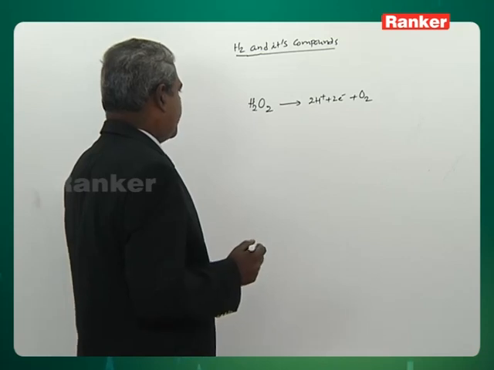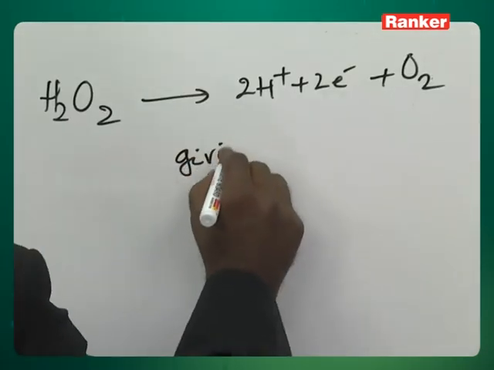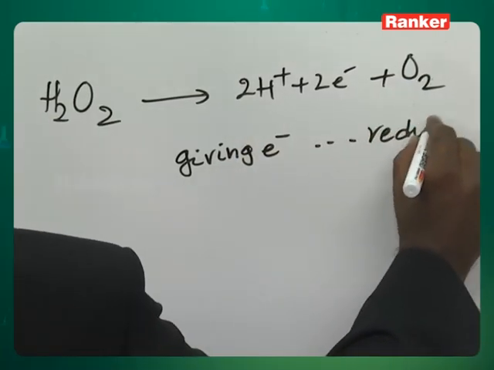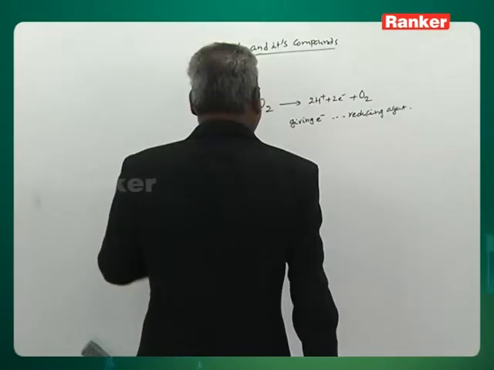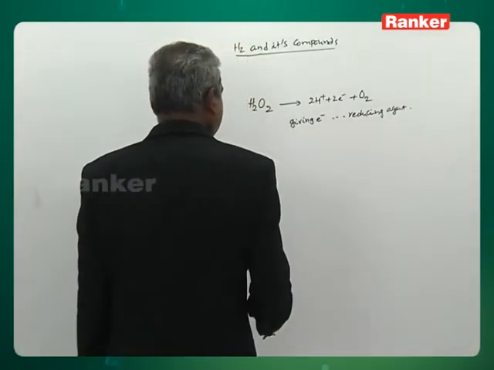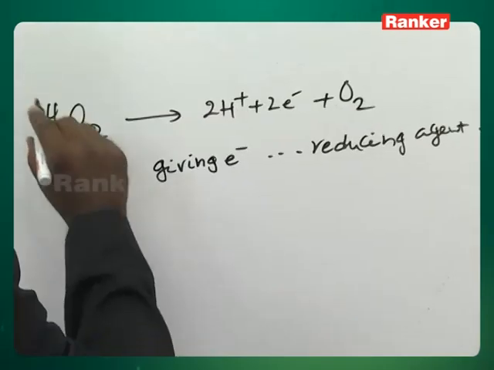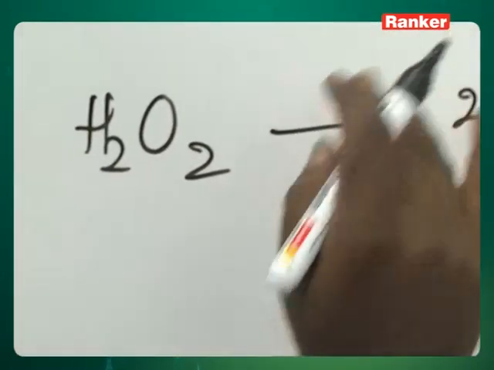Therefore, what are you getting? What is H2O2 doing here? Giving electrons. In this reaction, giving electrons, what do you call it? Reducing agent. One who gives electrons is called a reducing agent. Now, it means H2O2 supplies those protons, electrons to another person's oxygen.